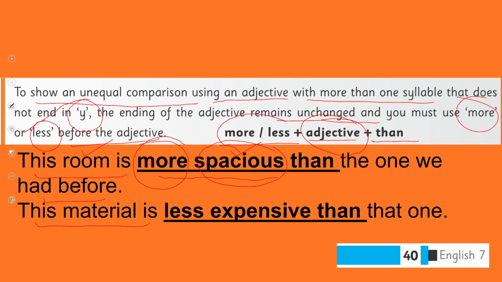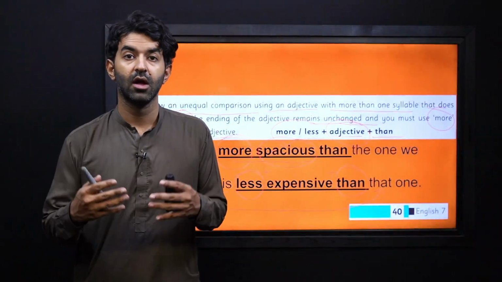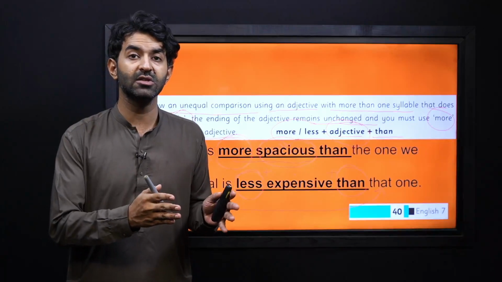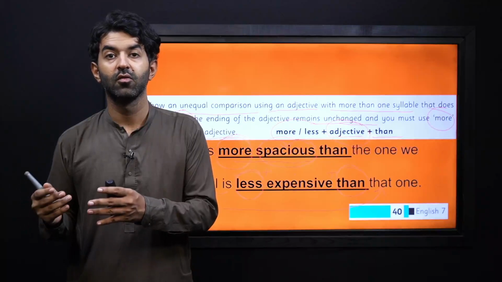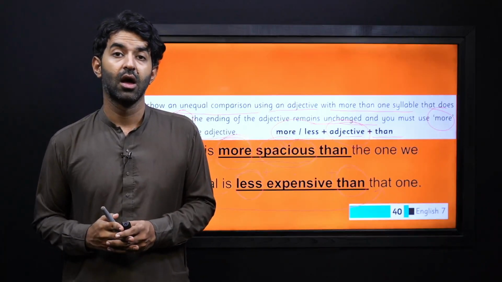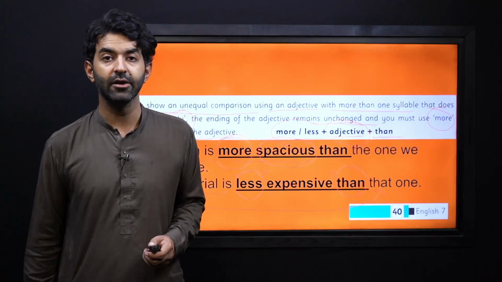Now, this material is less expensive than that one. This material is being compared with that material. So we are comparing it and we will be using less or more, depends on the situation, the context. Then you add your adjective plus THAN. So when we have words with more than one syllable, but they are not ending in Y, we will not touch the adjective. We'll just add more or less before the adjective, and then we add THAN. This way we can make a very correct comparative form of that adjective.